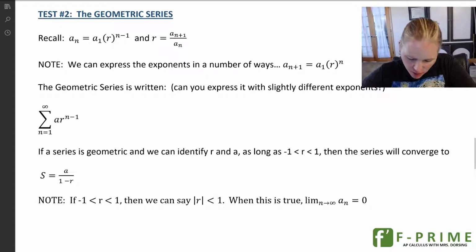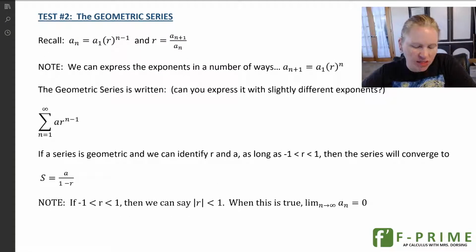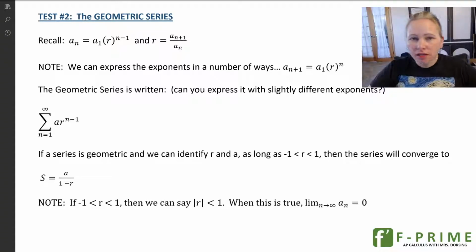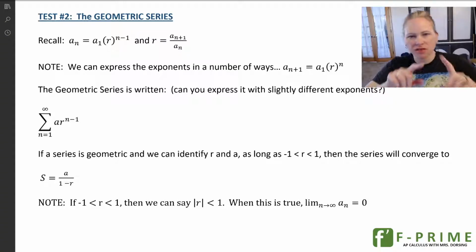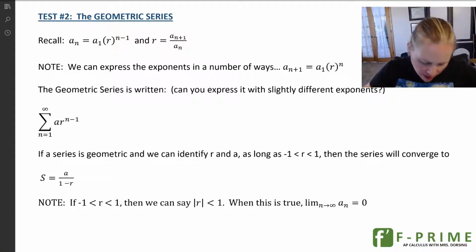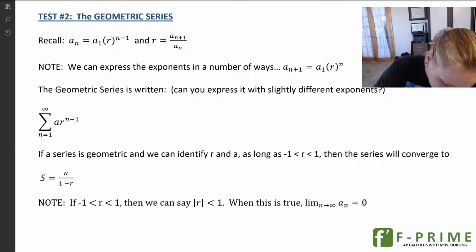So the second test that we need to do is the most basic test, and that's a geometric series. We've talked a little bit about geometric series when we discussed sequences, and I introduced the concept of a series. What you need to understand is that in a geometric sequence, all we're doing is adding up these terms and calling it a series. So geometric series, it's the same rules from term to term. You're still multiplying by something. And we still kind of write it like this.